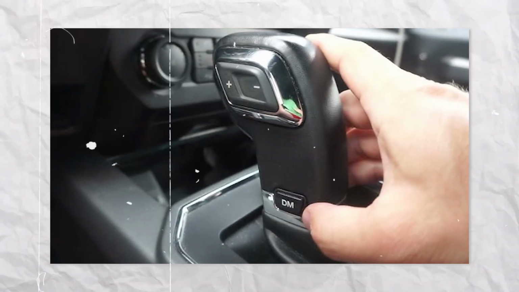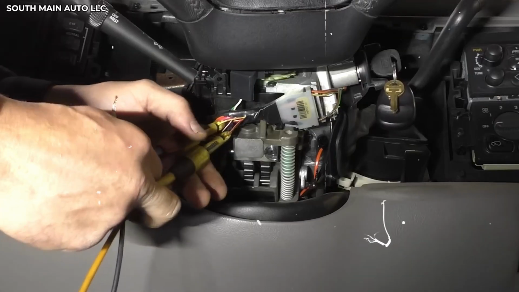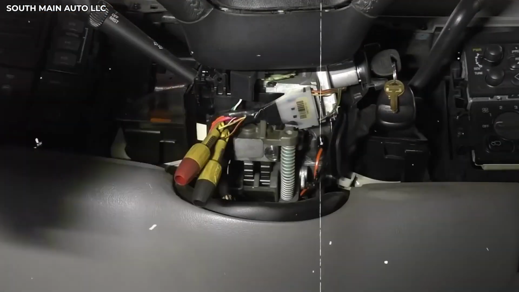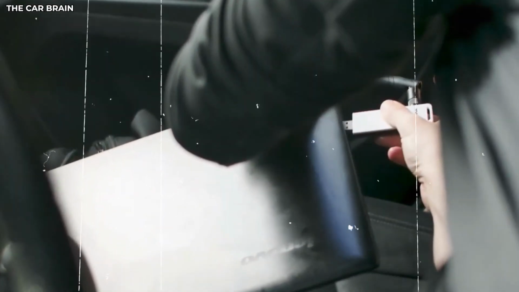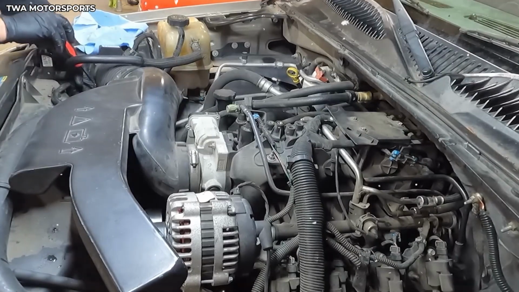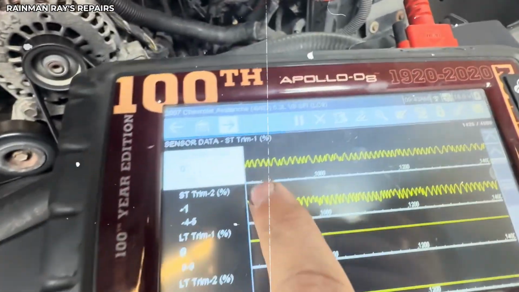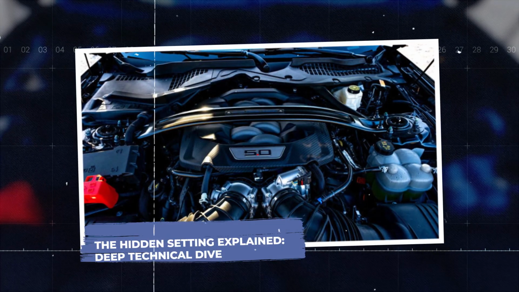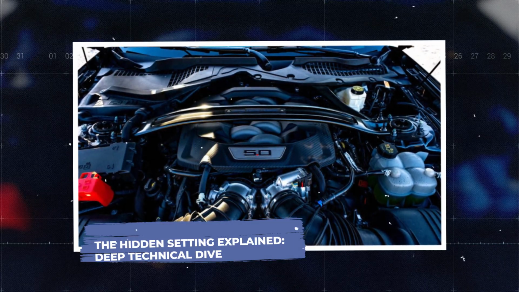The truth is, Ford engineered these systems brilliantly from a technical standpoint. The adaptive learning works exactly as designed, optimizing the vehicle for each individual driver's habits. The problem is, most drivers don't want optimization for gentle commuting. They want the aggressive factory calibration they experience during their test drive, and they want it to stay that way permanently. The hidden setting, explained: a deep technical dive.